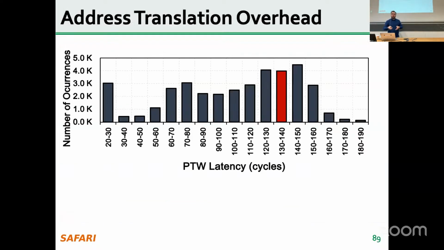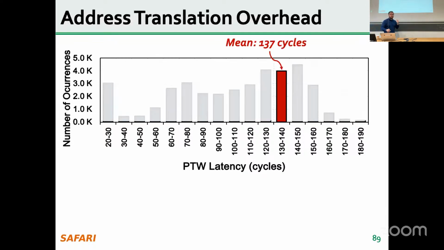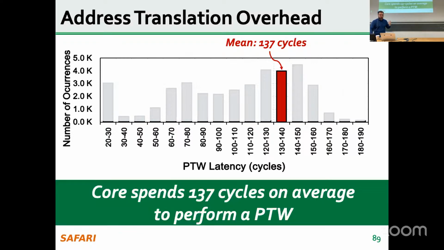Background. I will not dive into the background. I will just give you the motivation and the overheads. In this example, we see the number of occurrences of different page table walk latencies. As you can see, the page table walk latency is on average 137 cycles. So the core needs to spend so many cycles to perform the page table walk in the radix baseline system.